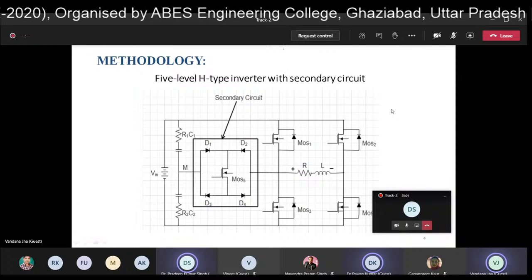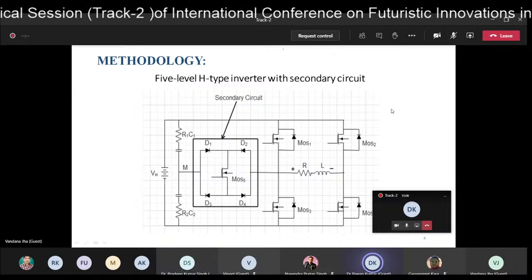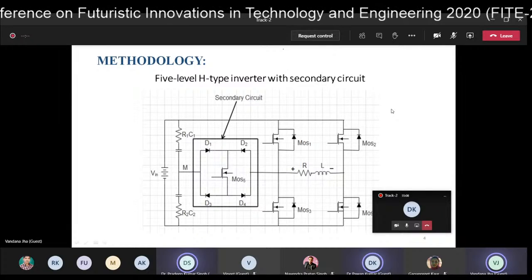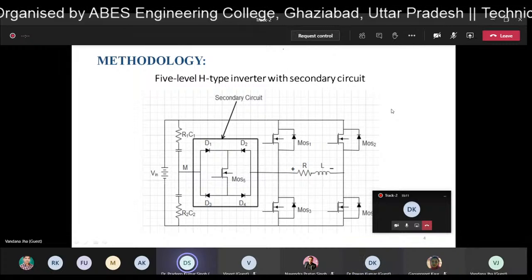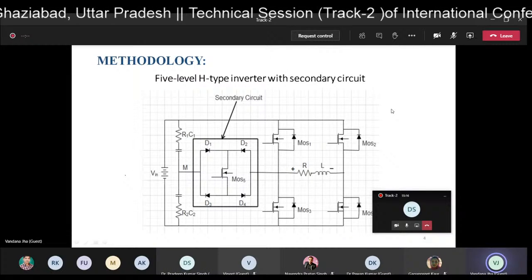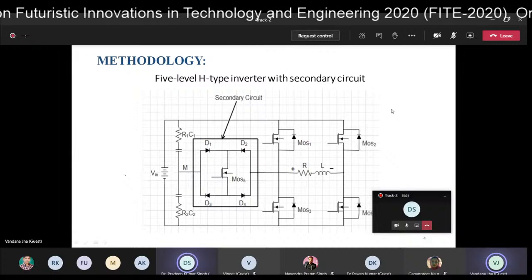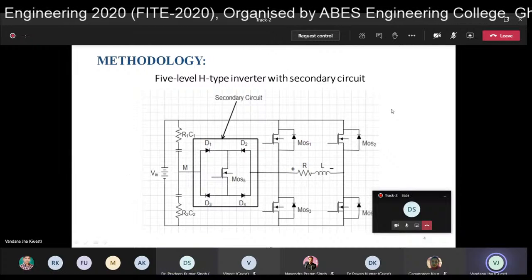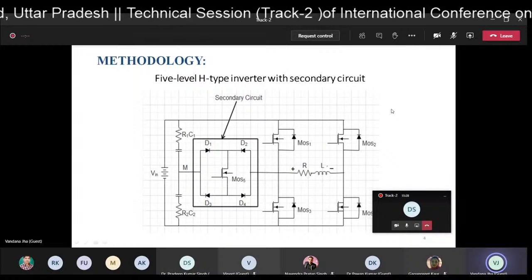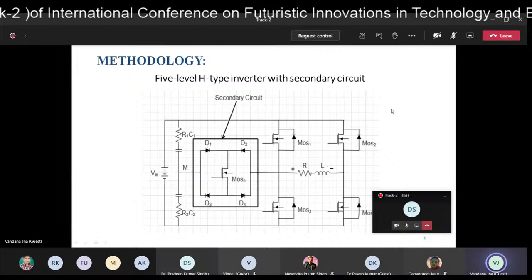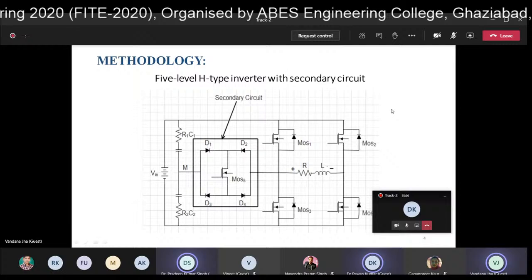In your result and discussion, you have shown that you have varied the frequency. Though your input supply is DC, how did you vary the frequency? Yes, sir. My supply is DC. But when I calculated the THD after going to the FFT, there in the load there was the option of changing the frequency. There I changed the frequency and I found the THD, sir. How did you change the frequency though your supply is DC?